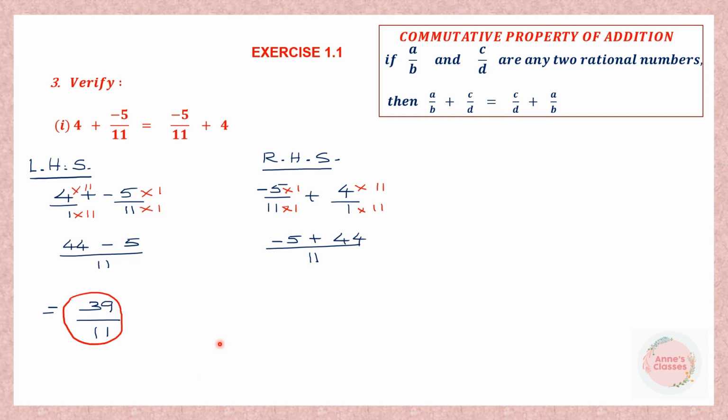So here as you can see, signs are different. Minus 5 plus 44. Signs are different. So we'll put the sign of the bigger number, which is plus, and we have to subtract. 44 minus 5, which is 39, and the denominator is 11. So here the answer is 39 by 11 on the right hand side, and the left hand side is also 39 by 11. That means left hand side is equal to the right hand side. So we have verified this property. You have to enter your answer this way: left hand side is equal to right hand side, hence verified.